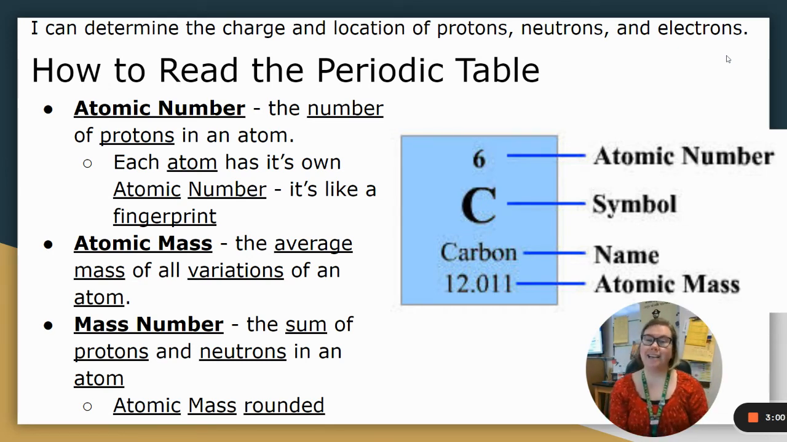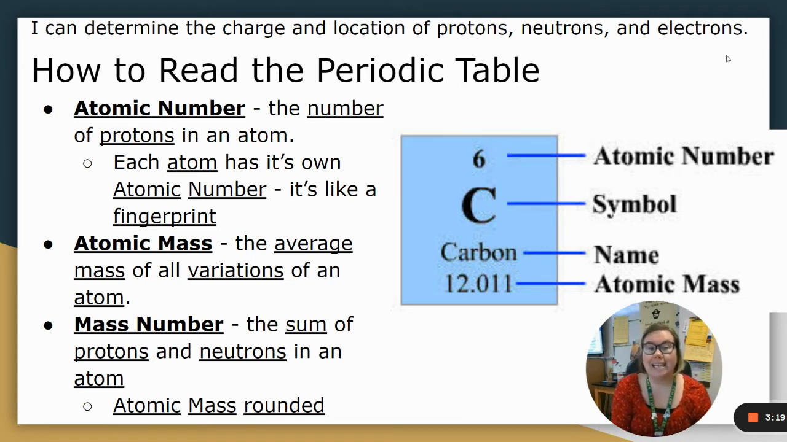Then we have the atomic mass, which is the average mass of all variations of an atom. We'll talk about what those variations are at a later point, but just know the atomic mass, the number on the periodic table, is this average of those variations. So that's why you'll see these decimal points.